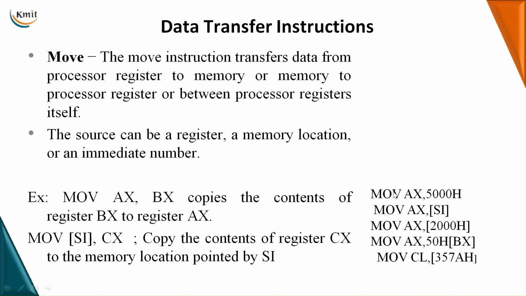Similarly, these are other examples. MOV AX, 5000H copies 5000H into the register AX. MOV AX, [SI]: whatever contents are present at the memory location pointed by SI are moved into the AX register. The same thing applies in all the cases. So these are the different types of move instructions.